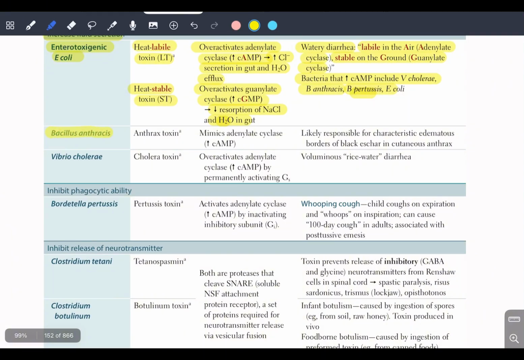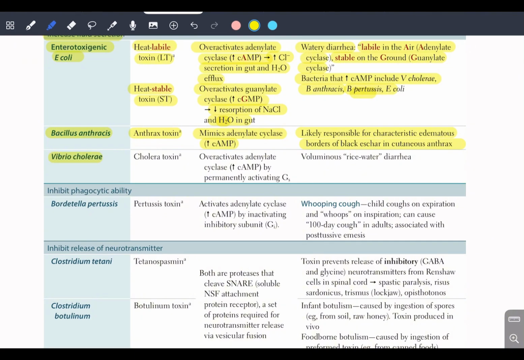Then we have Bacillus anthracis, and that produces a toxin called anthrax toxin. This mimics adenylyl cyclase and increases the cyclic AMP level, and this is likely responsible for the characteristic edematous borders of black eschar in cutaneous anthrax. So this toxin is responsible for the black eschar in the disease cutaneous anthrax, and that has edematous borders.